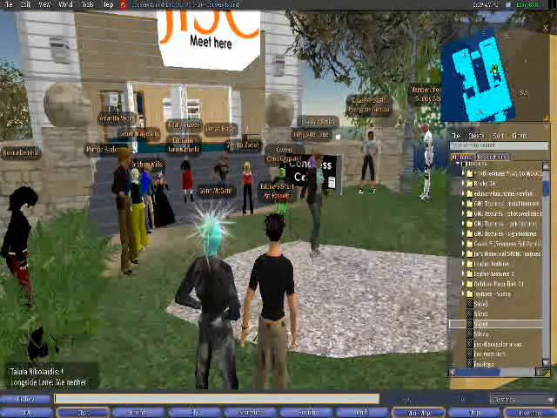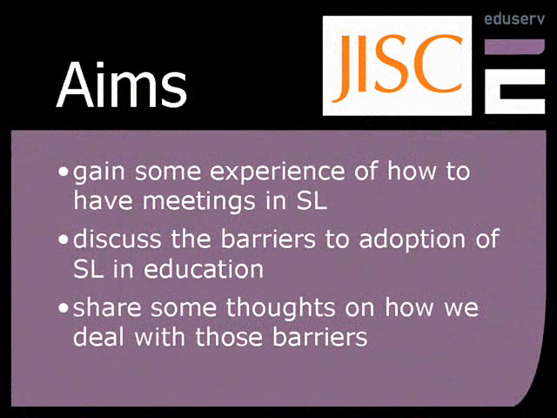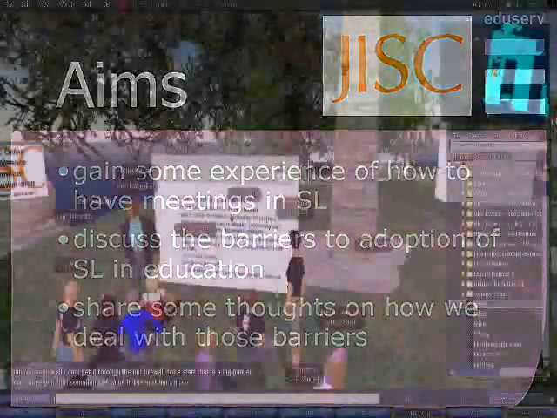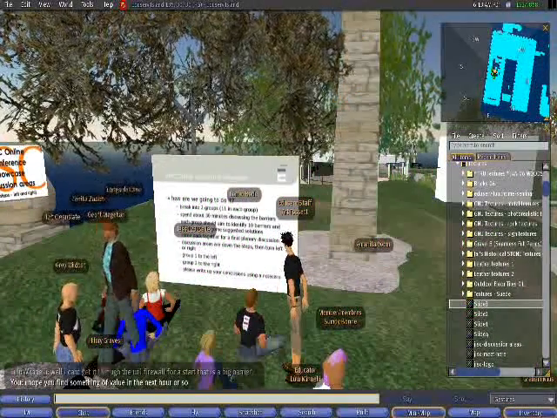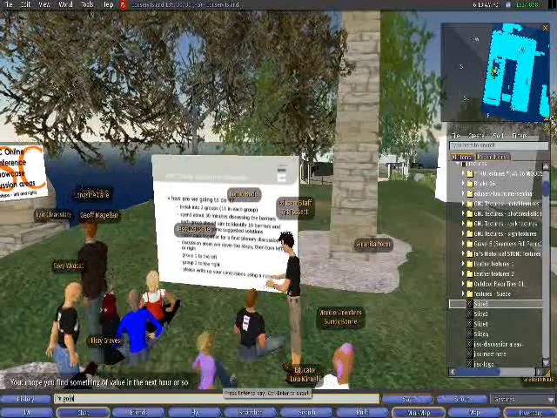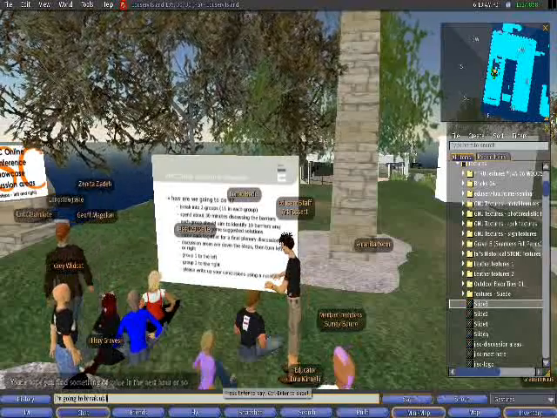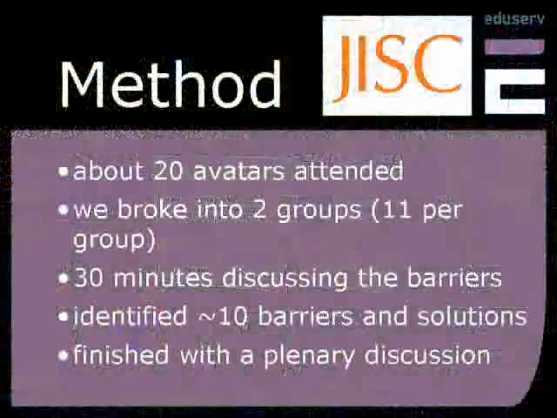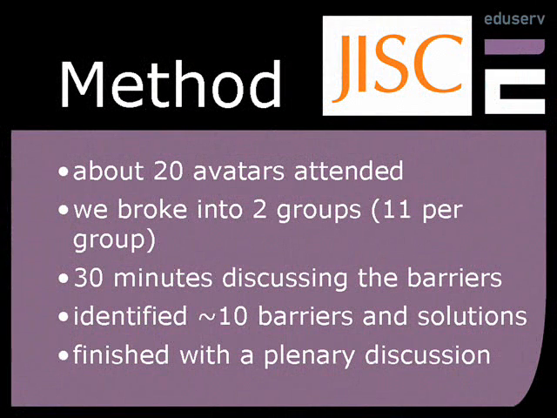In terms of what we were trying to do, we had two primary aims. One was just to give people some experience of how meetings work in Second Life, and that's not always very straightforward, as we found out. And secondly, it gave people an opportunity to discuss what they saw as the key barriers to the use of Second Life in education.